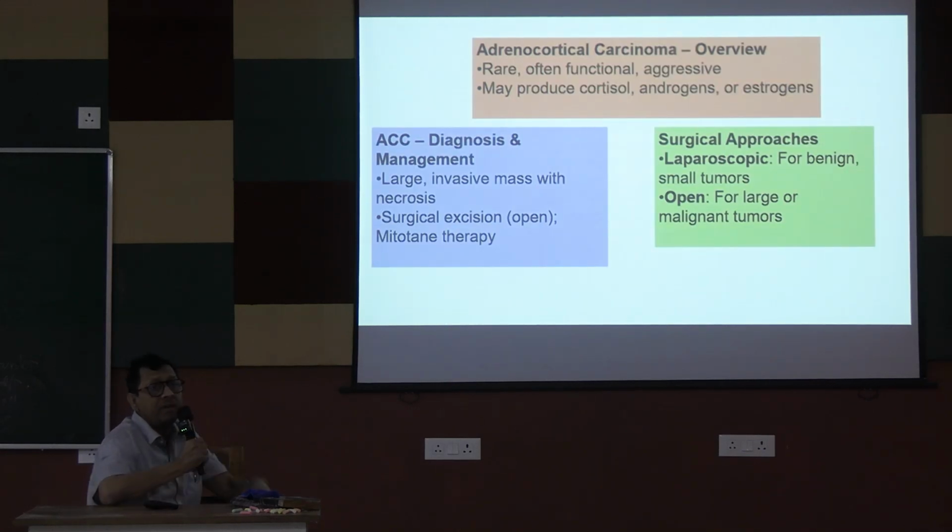Next comes the adrenocortical carcinoma. It is rare, often functional, and aggressive. It may produce cortisol, androgen, estrogen, any of the hormones, because it infiltrates all the layers of the adrenal gland. The diagnosis is mainly a large invasive mass on the CT scan. Treatment is surgical excision, open or laparoscopic if possible. If the tumor is small, it may be attempted, but the prognosis is very bad.